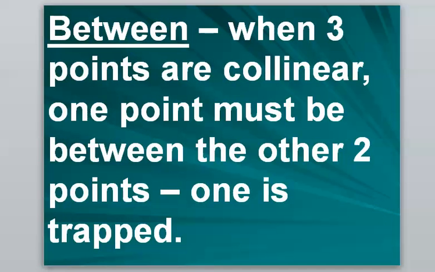We'll use the term between a lot when we talk about points. When 3 points are collinear, and remember from yesterday that collinear means on the same line, one point must be between the other 2 points. One is trapped. So if I have 3 collinear points, 3 points that are on the same line, A, B, and C, and these are capital printed letters because they're points, then one has to be between the other 2. B is the one that's between because it's the one that's trapped.